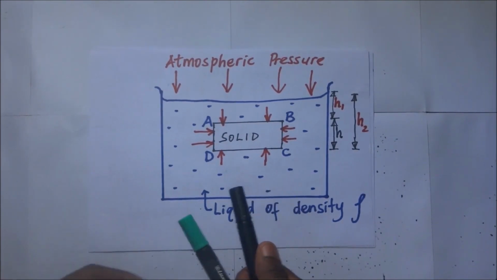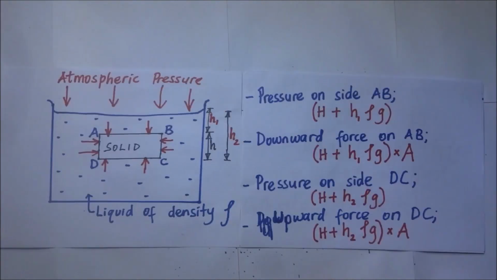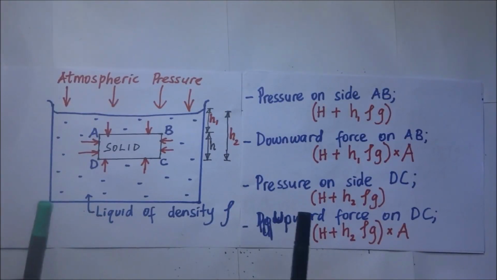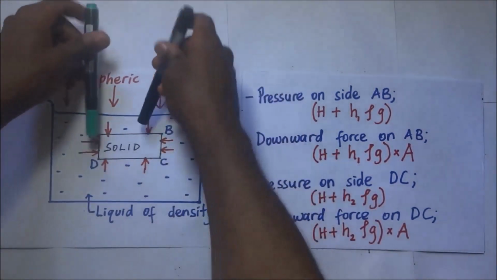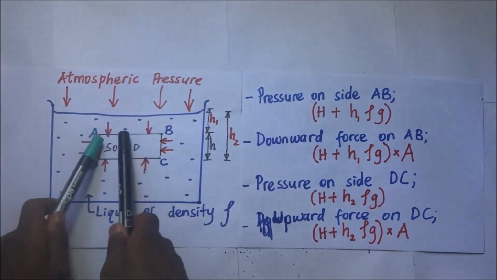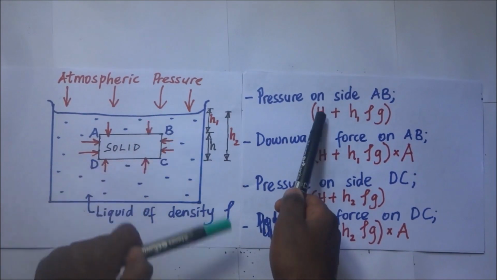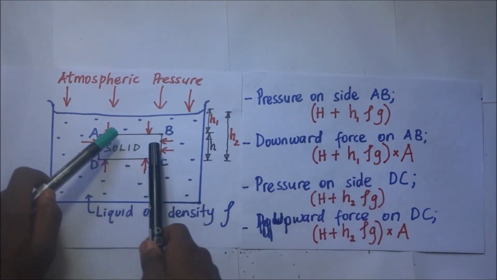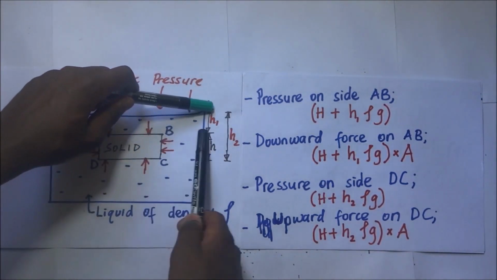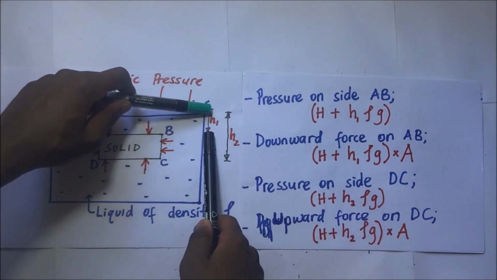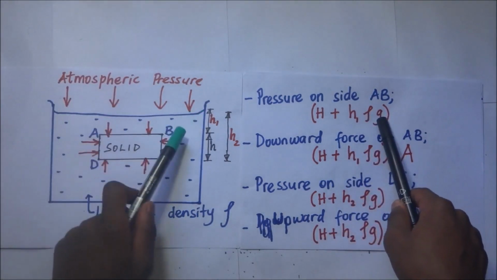And we are going to prove that by first of all finding the magnitude of that upthrust force. So this is our diagram, and now we are going to first find the pressure on side AB. This is the top part. The pressure acting on top of that, right there. The pressure on side AB is given by the atmospheric pressure, which we've denoted as H, plus the pressure acting at that level, which is the height H1 of the liquid times the density of the liquid, which is right there, times the acceleration due to gravity.